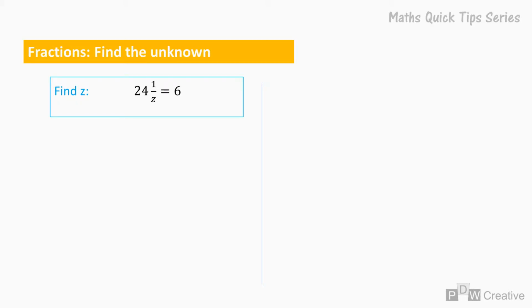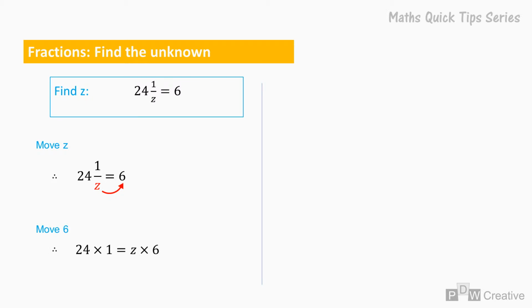Here is a fraction problem involving unknown z, z taking the place of the fraction denominator. So let's find the unknown. We need to move z out of the fraction. So divide by z becomes multiply by z.